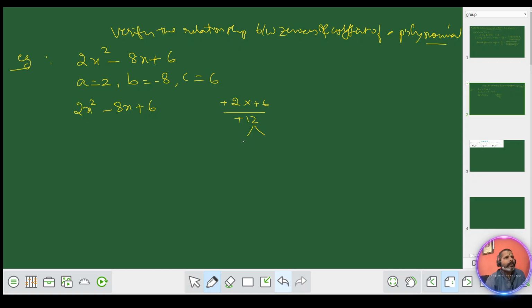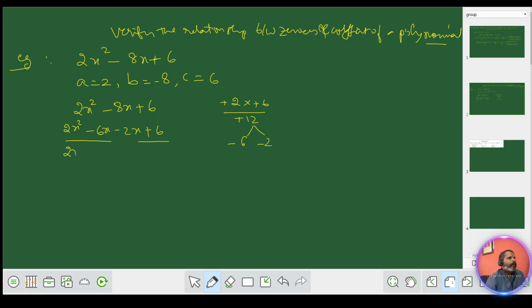So 4 threes are 12 is there, but 4 and 3 don't make up 8. 6 twos are 12. Yes, they do. Minus, minus. Just check. Minus 6 into minus 2 is plus 12. Minus 6 and minus 2 when added we get minus 8. So we split it and write it: 2x square minus 6x minus 2x plus 6.